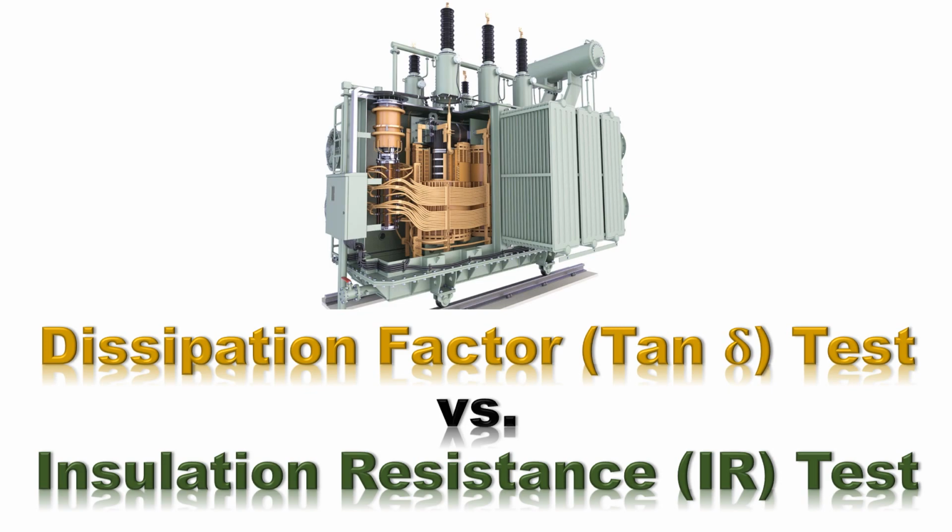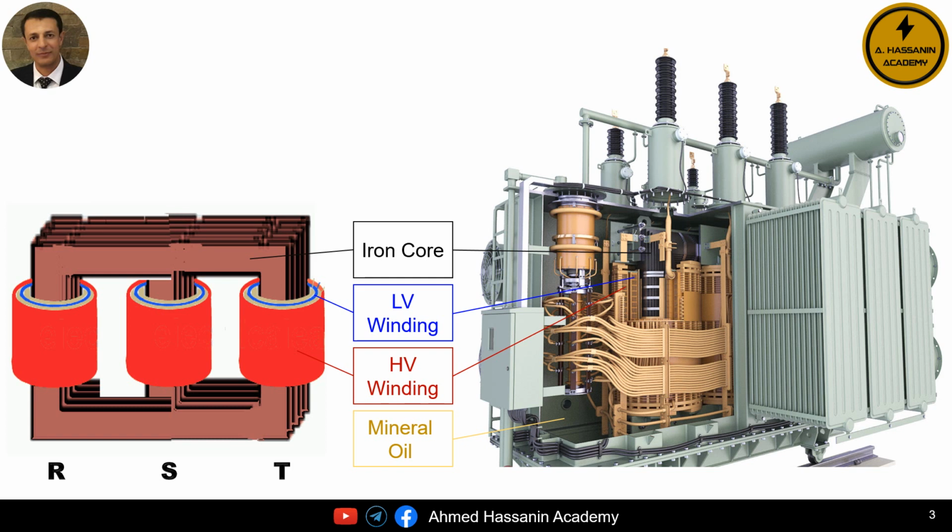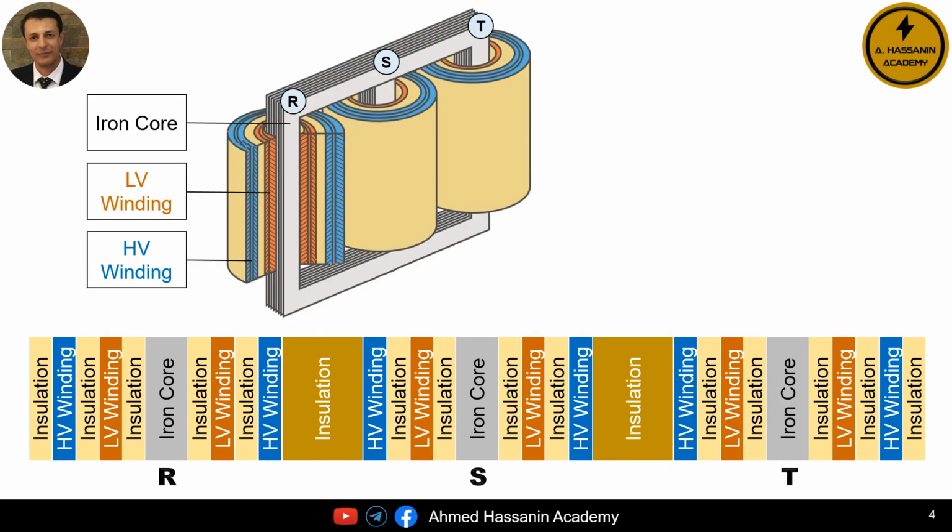We already mentioned before that the main components of the power transformer are the iron core, the low voltage windings, the high voltage windings, and the insulation system, whether it is insulating mineral oil or the different types of solid insulations inside the transformer. We have learned that there is an insulation system between the iron core and the low voltage windings, as well as between the low voltage windings and the high voltage windings, and also between the high voltage windings and the main metallic tank body of the transformer.